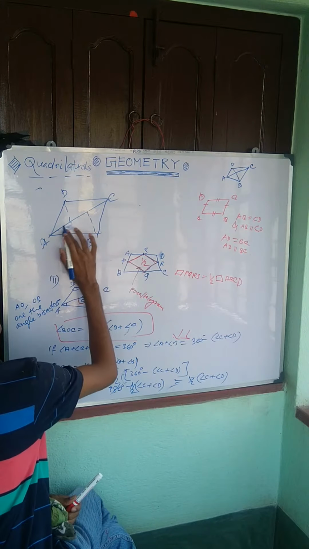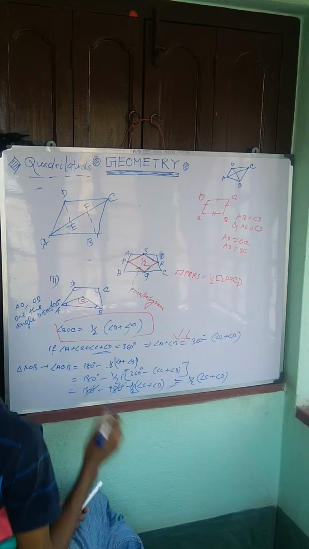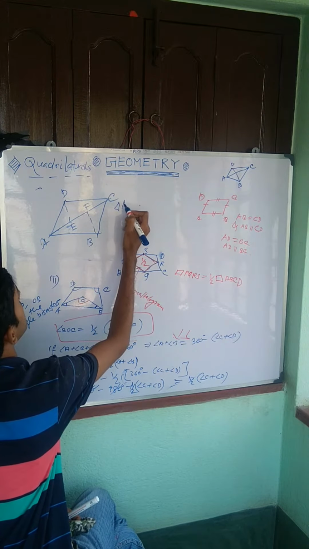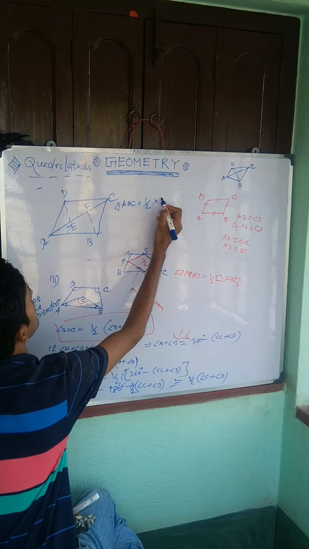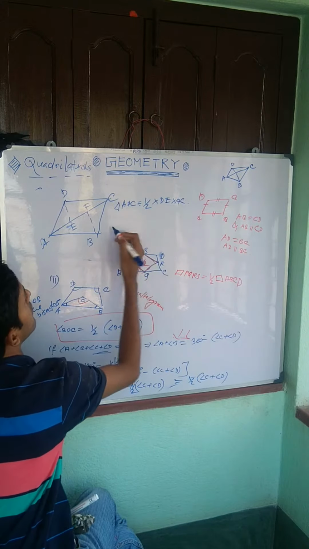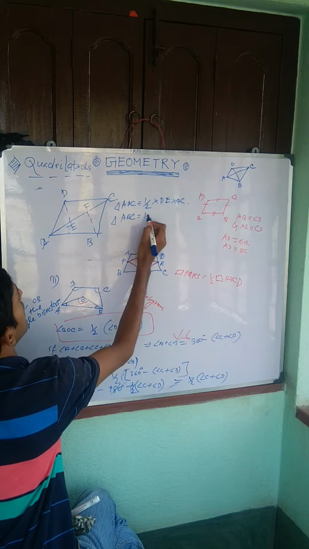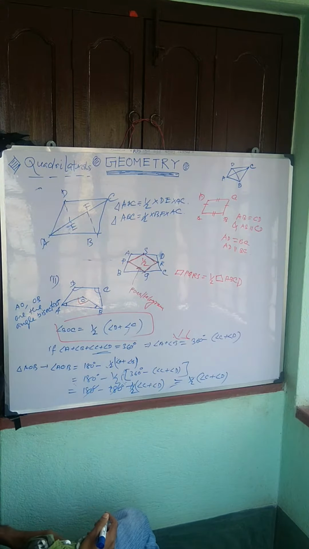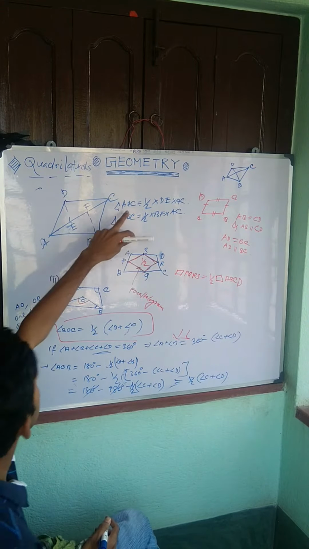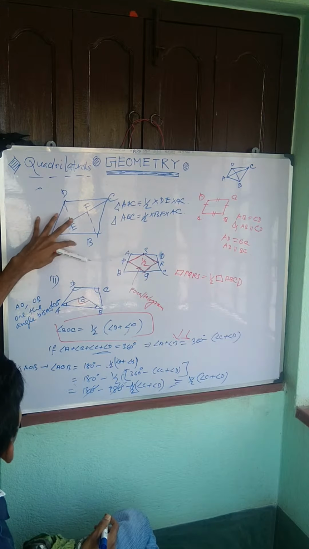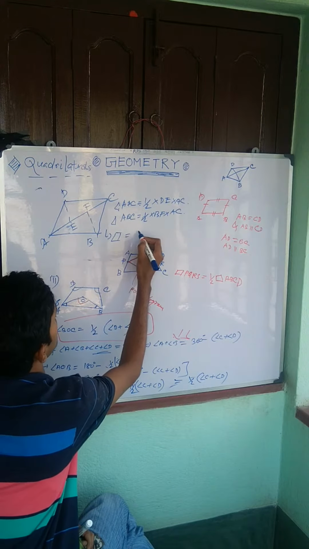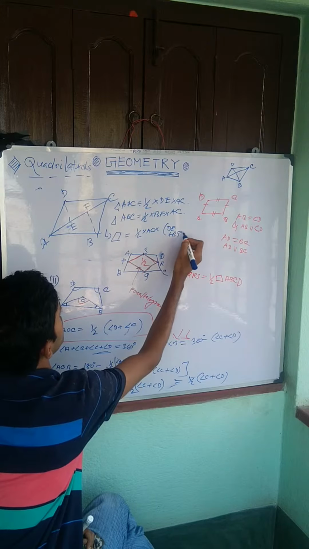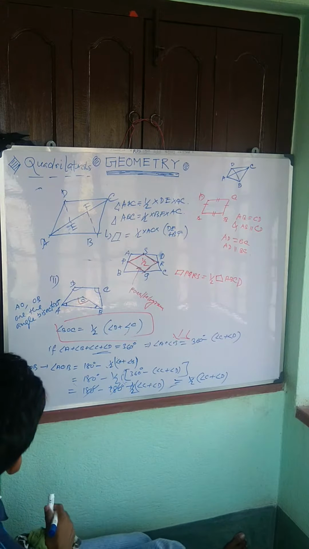DE and BF are the perpendiculars on the diagonal AC. The area of triangle ADC is half of DE into AC. The area of triangle ABC is half of BF into AC. If you sum up the areas of both triangles, you will get the area of the quadrilateral. So the area of the quadrilateral is half AC into DE plus BF. Easily understood, guys.